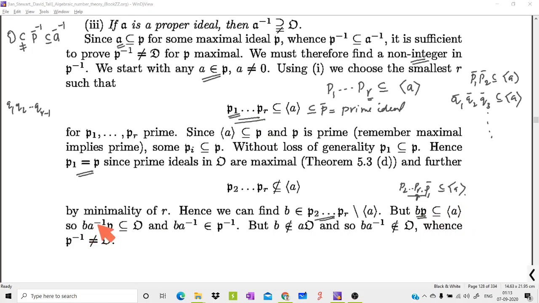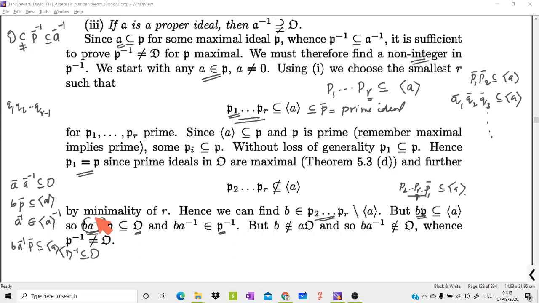So we have B A inverse P is contained in O. This is because we know that A inverse is contained in O. We know that BP is contained in A, so B A inverse P is contained in A inverse, which is contained in O. So we get that B A inverse P is always contained in O, and B A inverse belongs to P inverse. This is the definition of P inverse.